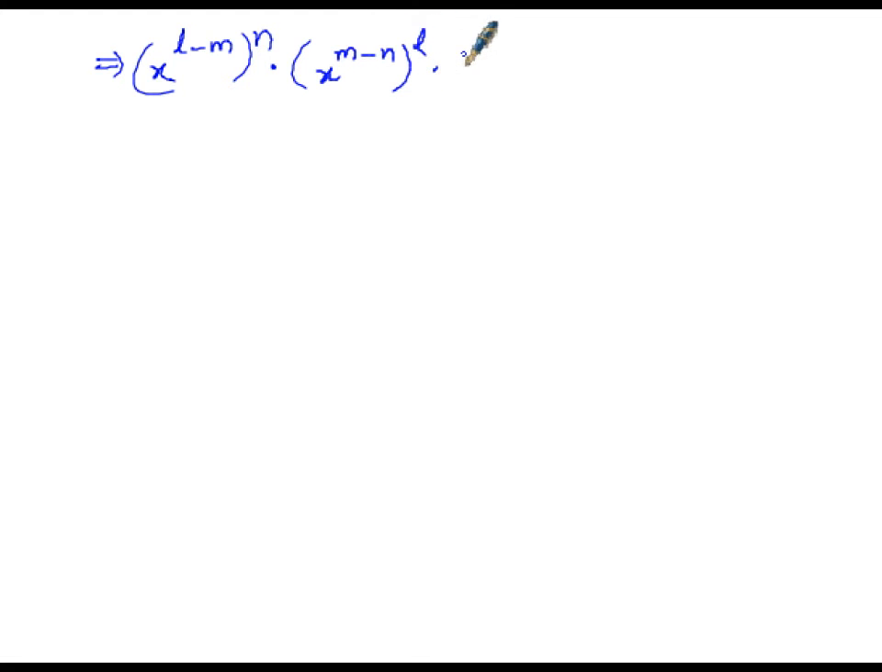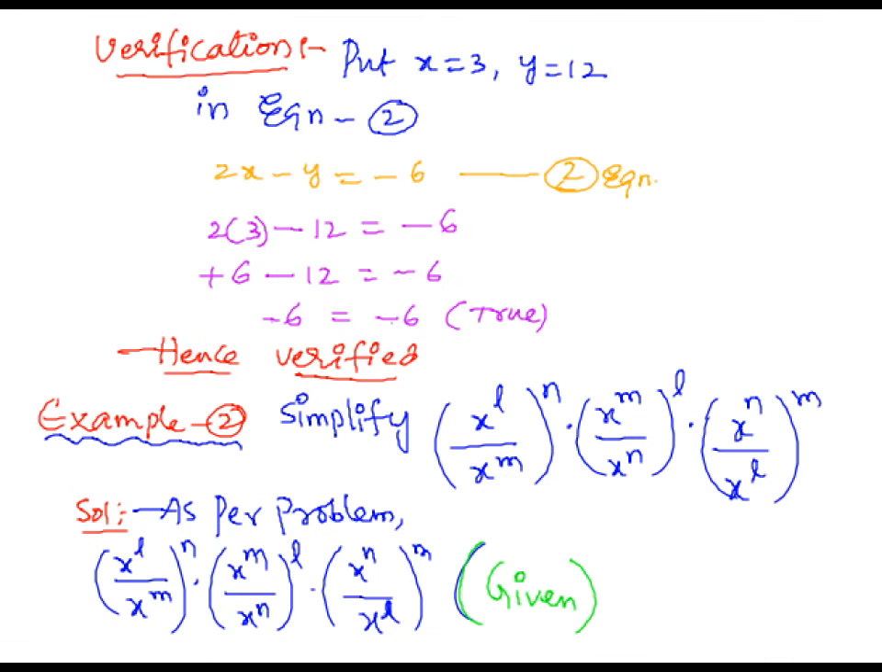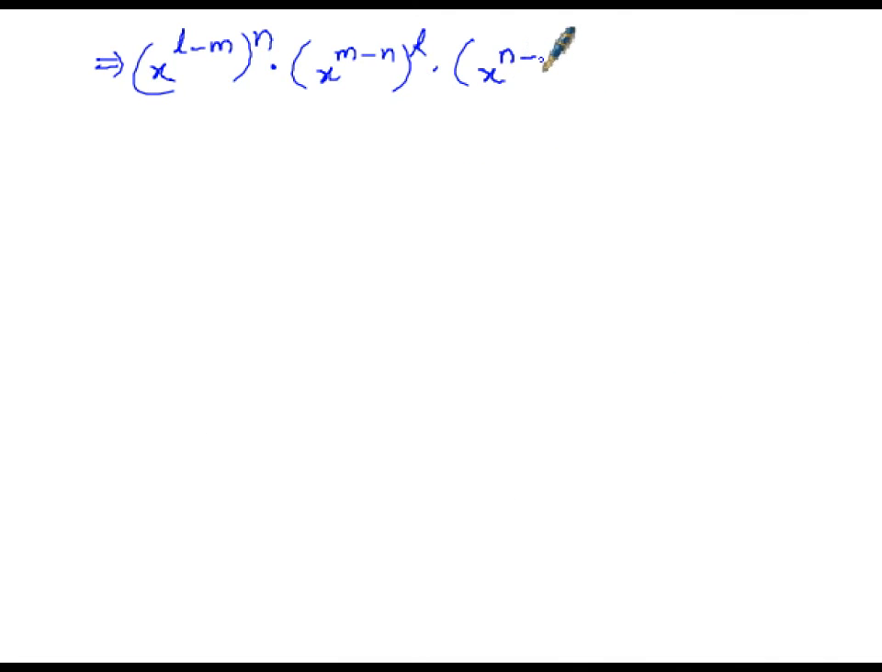Then our last bracket will be, here x power n divided by x power L, so here x to the power of n minus L whole power m. So here x to the power of n minus L whole to the power of m. So I got this logical step by utilizing the condition, that is a power m divided by a power n equals a power m minus n. I have utilized this condition so as to write this logical step.